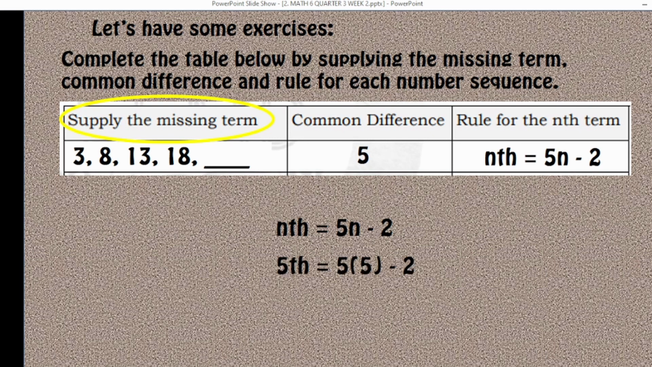So, ngayon naman, supply the missing term. So, ilalagay natin kung ano ba yung number dito sa blank o sa nawawalang term gamit yung formula na nth term na ginamit natin or nabuo natin kanina. So, an is equal to 5n minus 2. So, fifth, dahil pang-lima yung term na hahanapin natin. At ang number niya ay 5. So, 5 times 5 is equal to 25 minus 2. And 25 minus 2 is equal to 23. So, the missing term is 23. Good job, children! For completing the table by supplying the missing term, common difference, and rule for each number sequence.